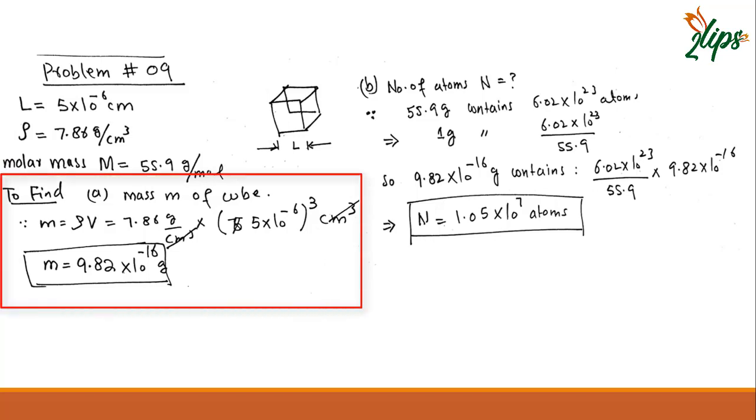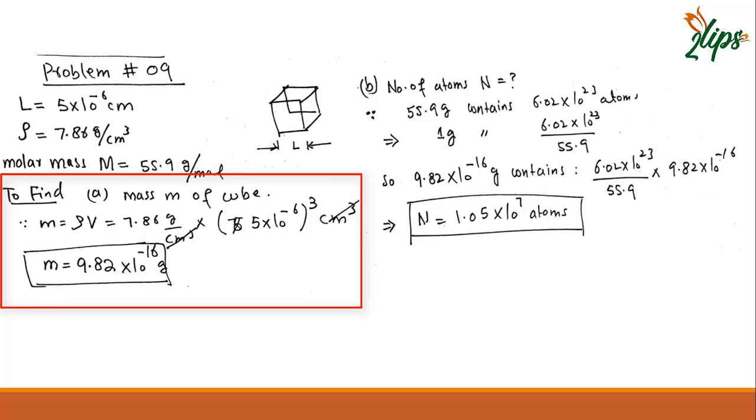Since we know that density rho is equal to mass over volume, mass is equal to density multiplied by volume. We have the value of density but we don't have the value of volume. For a cube, if the length is L, the volume is L cube. I know the length of one edge, so if I take its cube, it will give me the volume of this cube. Multiplying by the density and solving, I get the mass of the cube equal to 9.82 times 10 raised to power minus 16 gram.